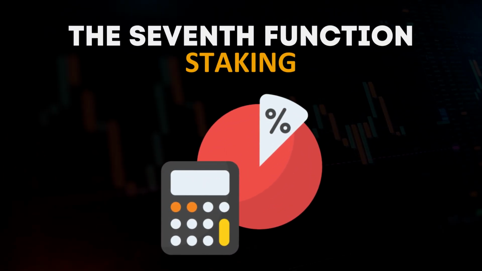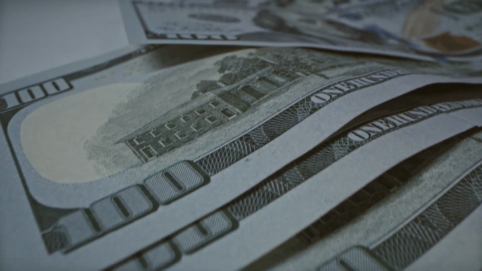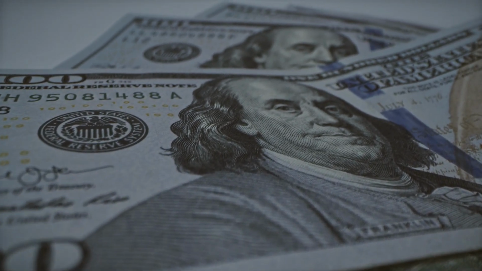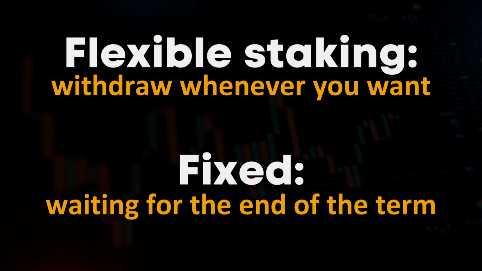The seventh function is staking. Staking is when you deposit your money or crypto on the exchange for a specific period or without a term, so they earn you interest, similar to a bank deposit. You lend your assets to the platform and it pays you income for this, usually between 1% and 10% annually, depending on the terms. Why is this useful? To earn passively without active trading, simply by keeping money in your account. On Bybit, this is a safe way for beginners to generate profit, but you need to choose flexible staking, withdraw anytime, or fixed staking, wait until the term ends.